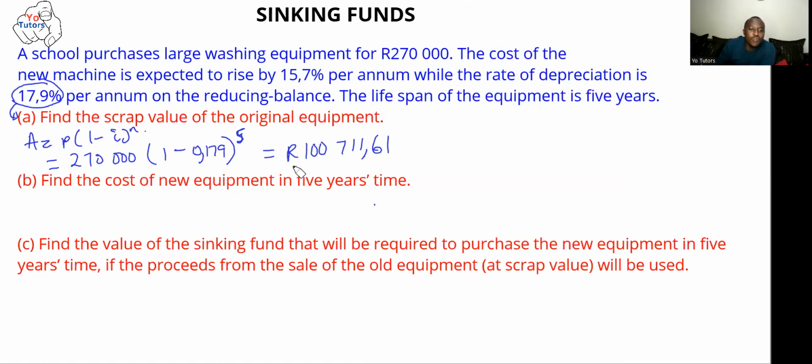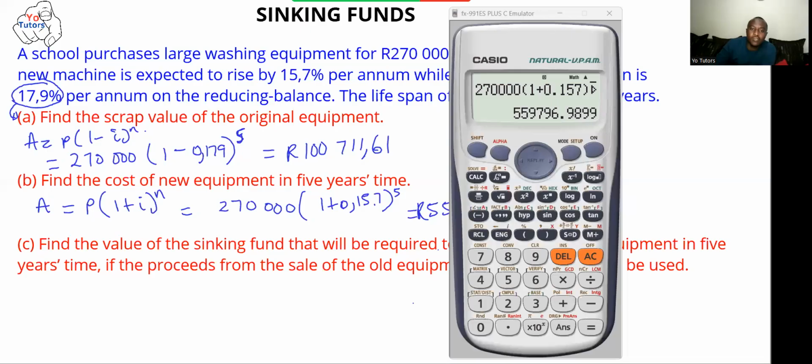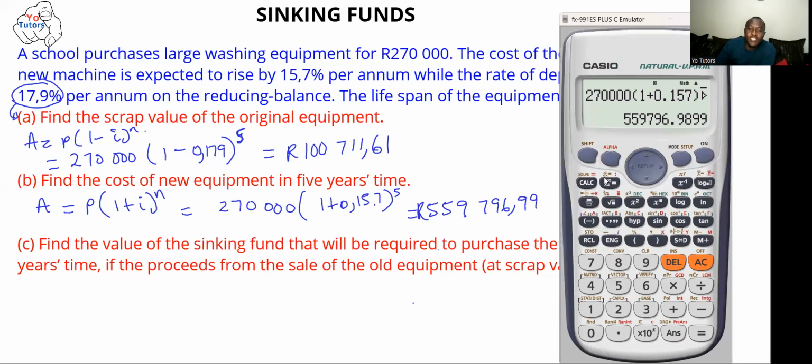Then find the cost of the new equipment in 5 years time. What formula do we use? A is going to be equal to P appreciation, guys. 1 plus I, the power of n. Okay, let's substitute the values. So we see that the new price there is going to be 559,796.99, and we can just say shift store in B. Then we have all our values there with us. So you can see that the machine price has increased, and the old machine depreciated to 100,000.